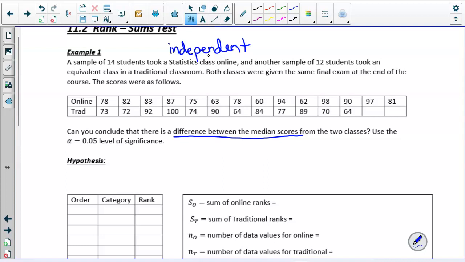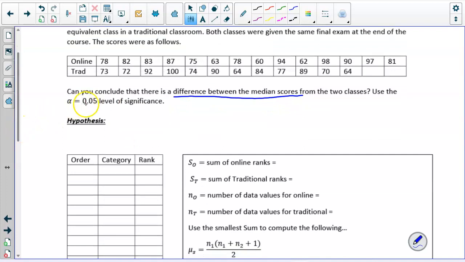If we're looking at median, what's that tell me about the distribution? Not normal, it's probably skewed, right? So that's why we would then run a test for medians instead of for means, okay? All right, so we're going to use an alpha level of 0.05. So the first thing you always do for your test is to state the hypothesis.